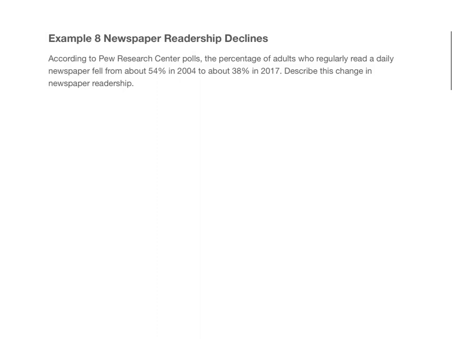Here's another example. According to Pew Research Center polls, the percentage of adults who regularly read a daily newspaper fell from about 54% in 2004 to about 38% in 2017. Okay, let's describe this change in two different ways. All right, so first of all, the absolute change. Right, we can talk about an absolute change in terms of percentage points.